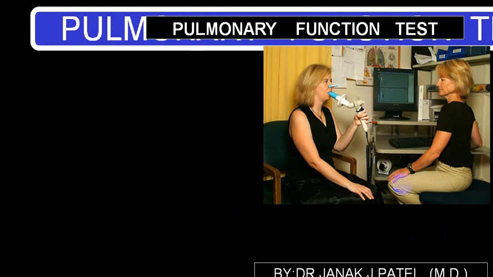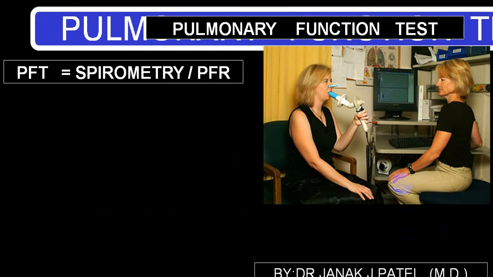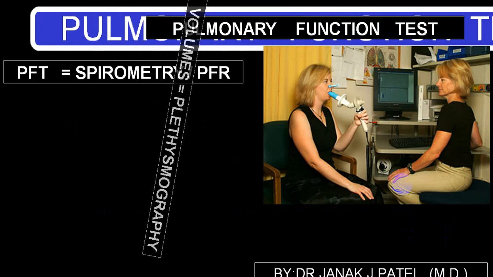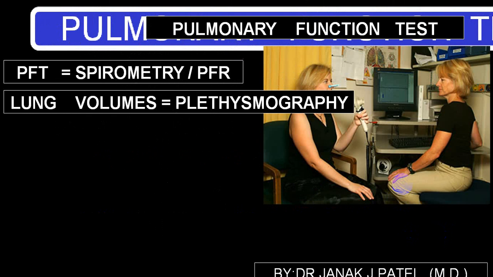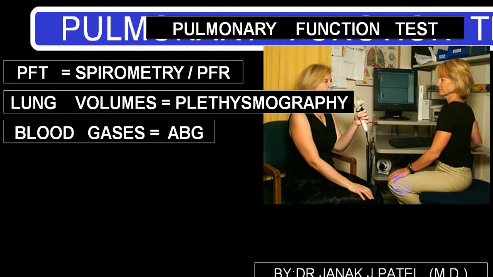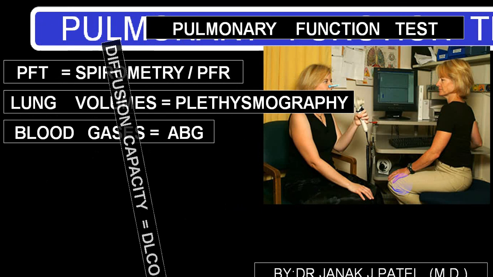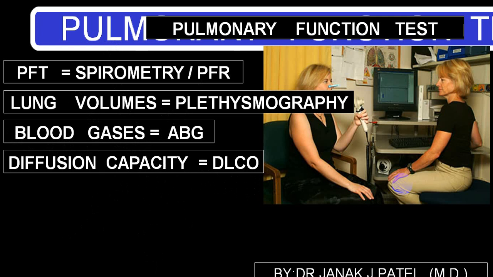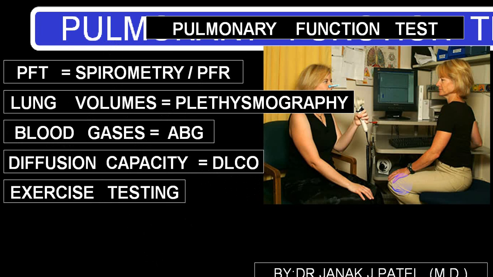Pulmonary function test will include spirometry and peak flow rate. Lung volumes can be studied by plethysmography. Blood gas can be studied by ABG, which is one part of lung function test. Diffusion capacity can be done by DLCO. And there is another test called exercise testing, which can also give you a pulmonary function.